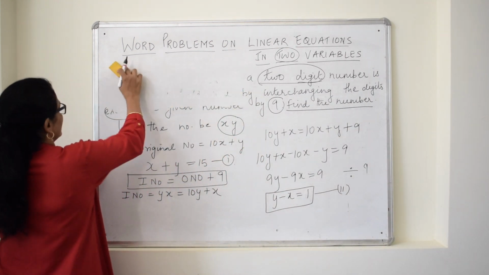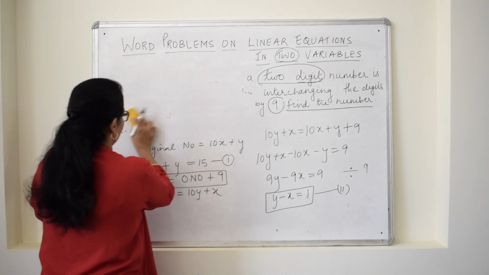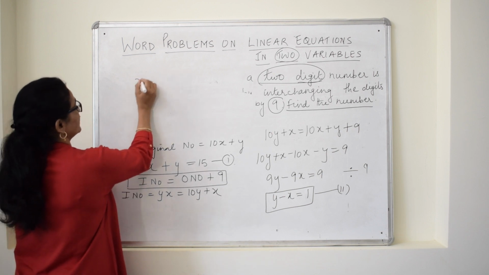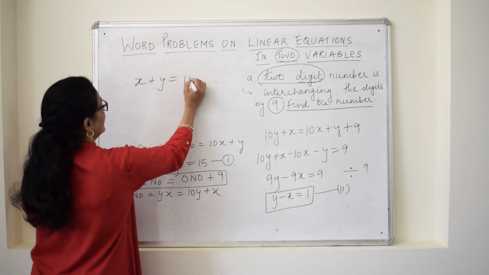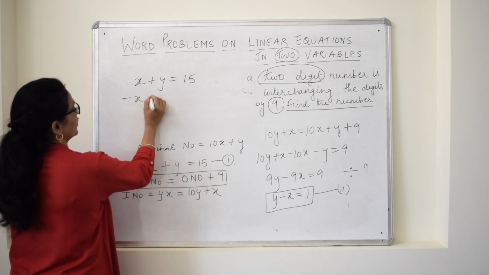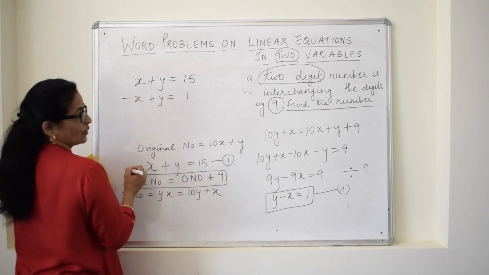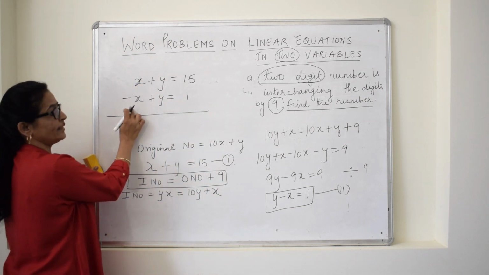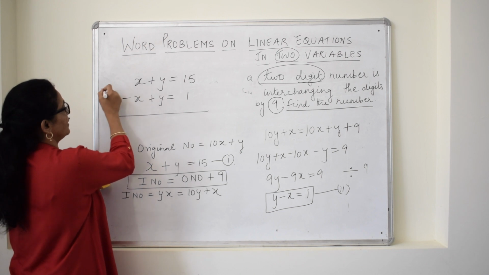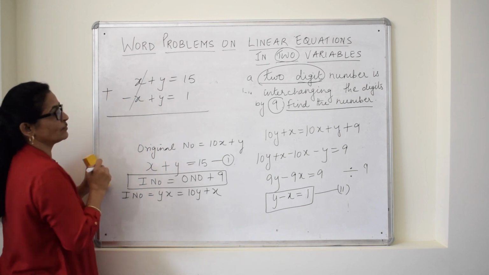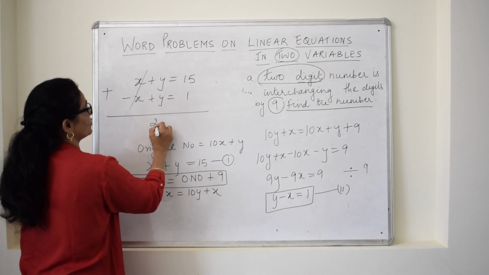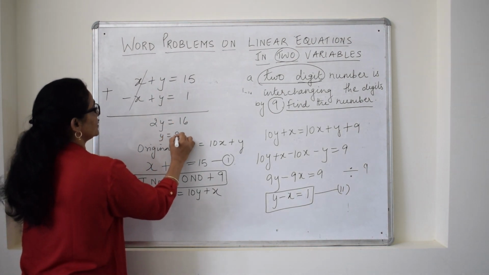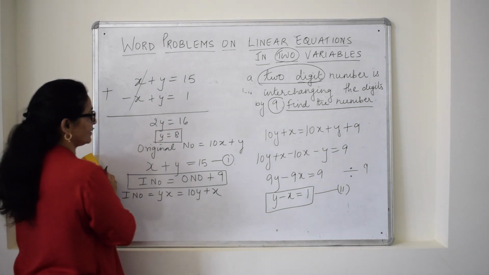In the first equation, the order is written as x plus y. The second is written y minus x. We'll make the order the same. So x plus y is 15. The second also we will write in the same order, minus x plus y is equal to 1. Now you can see these two coefficients of x have opposite signs, so directly we can add the equations. x and minus x will be cancelled. y plus y is 2y is equal to 15 plus 1, which is 16. This gives you the value of y as 8.